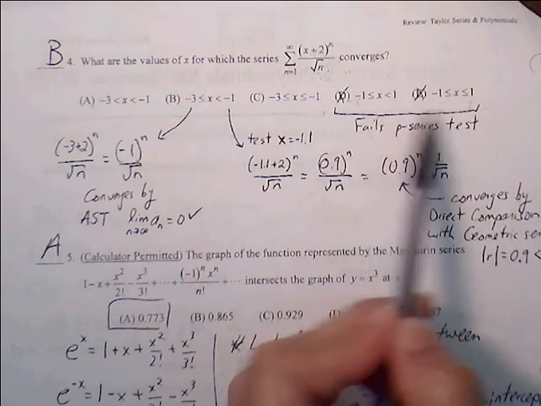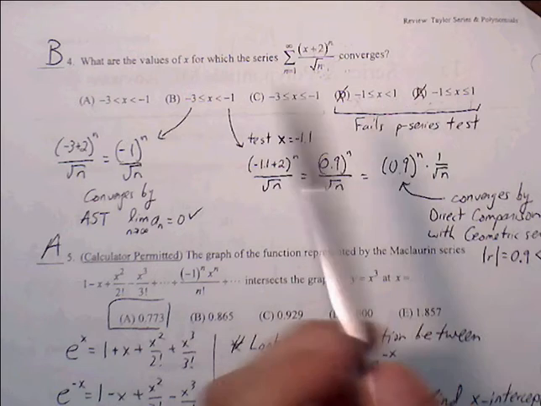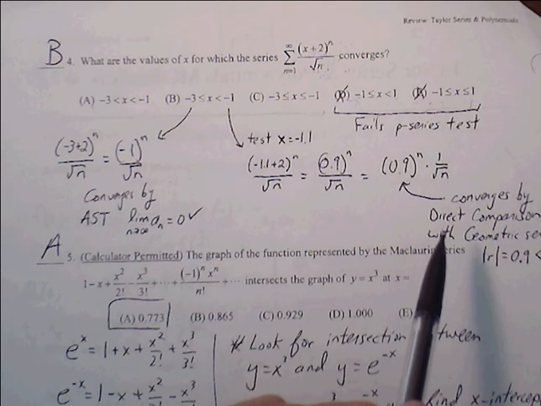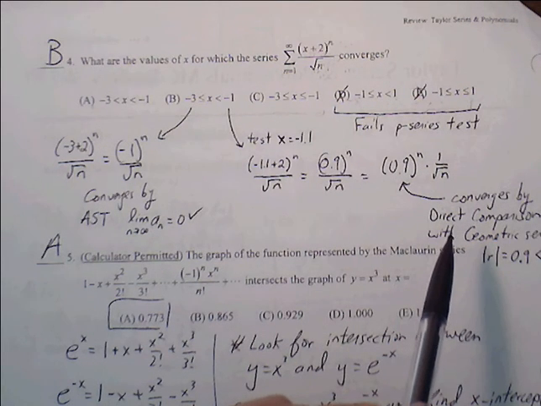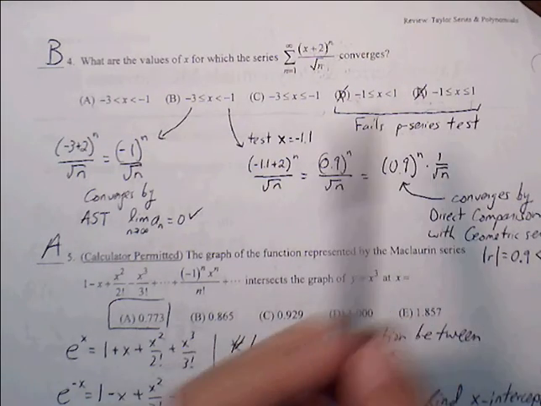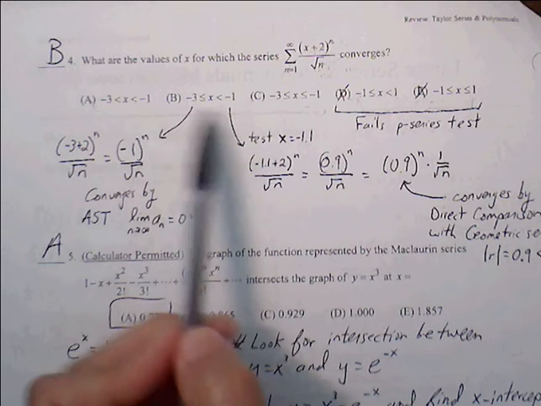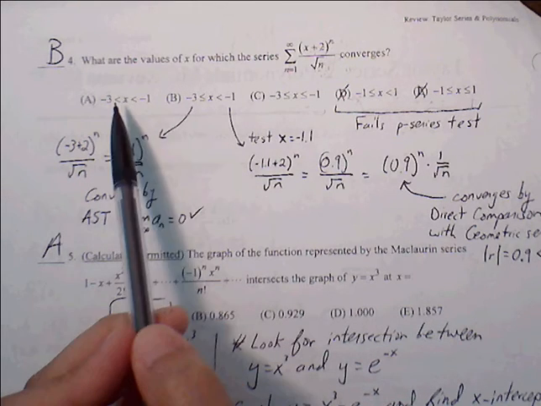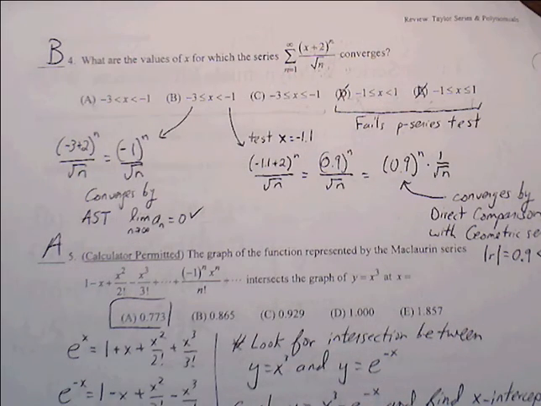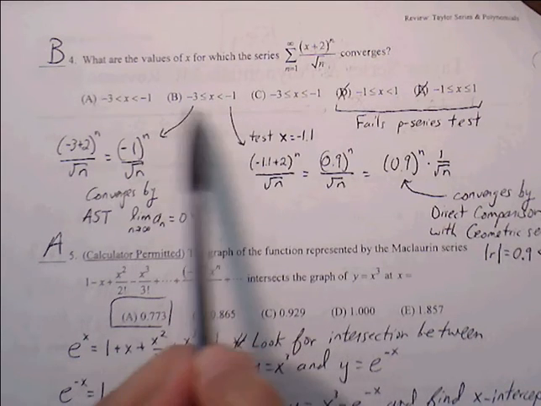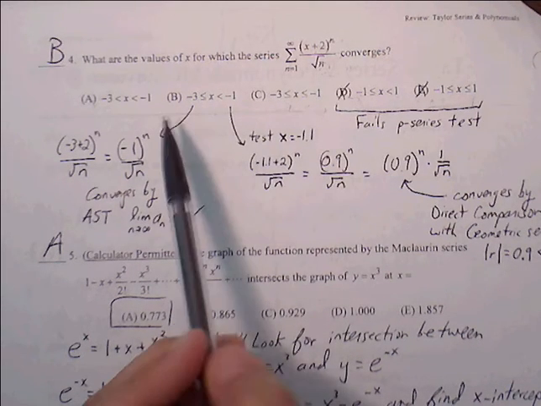So therefore, we know that D and E will both fail due to the p-series telling us that the series is going to diverge. So now we're down to these three options, between -3 and -1. So let's just test -3 and -1, because really it's the endpoints that are the difference between each of these options here.